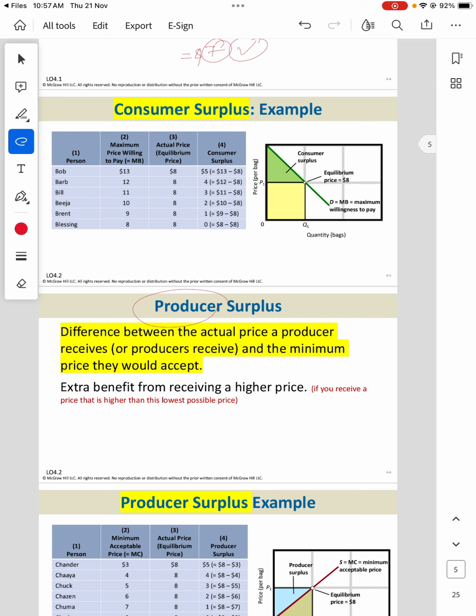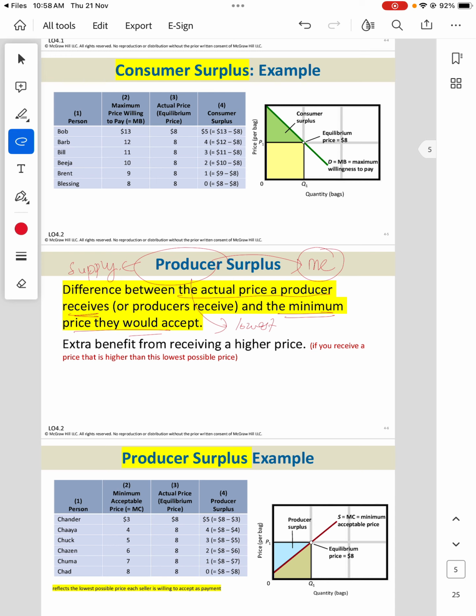What does it mean by producer surplus? Remember, the producer is involved with the cost, marginal cost. When we mention producer, we need to remember supply. Do you think they will supply at a higher price? Of course not, right? Producers always think of the lowest price. So the definition here is the difference between the actual price the producer received and the minimum price they would accept.